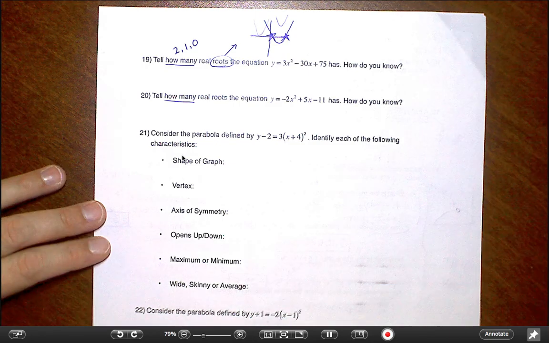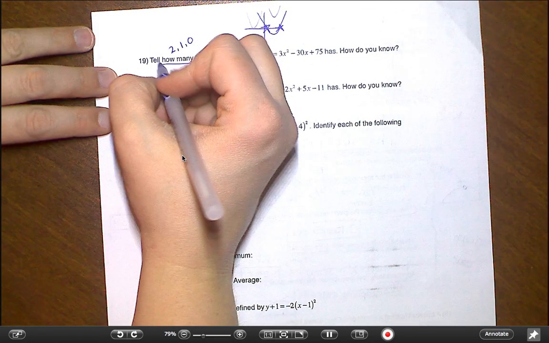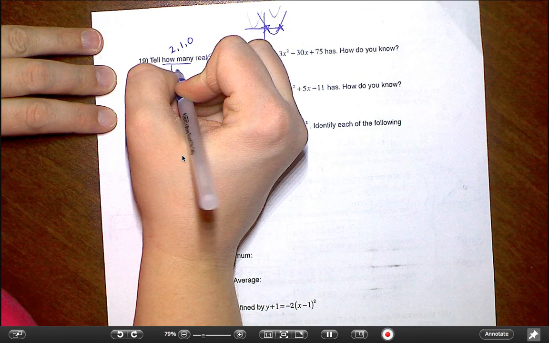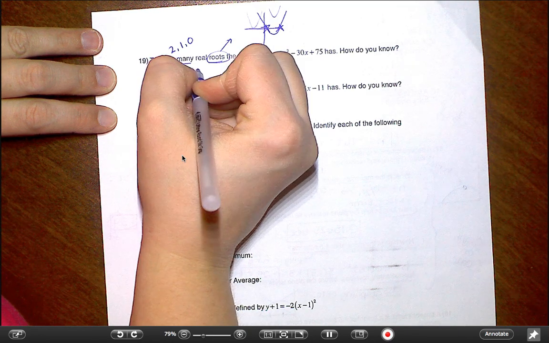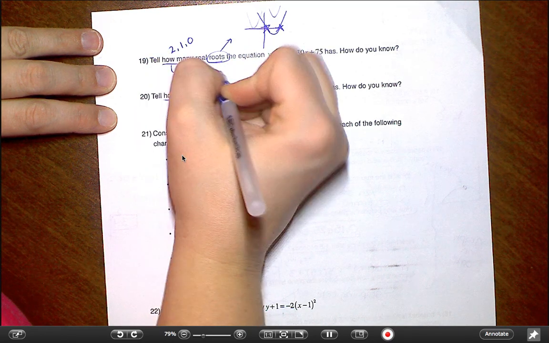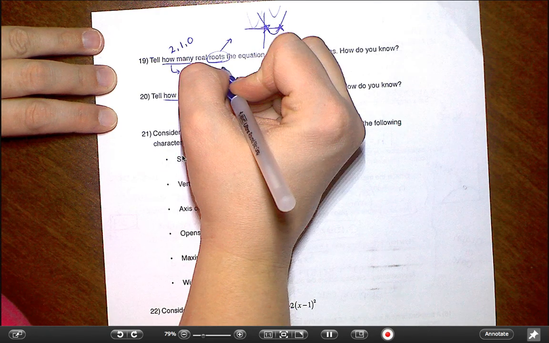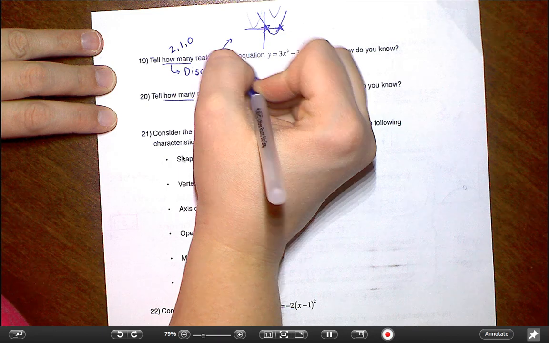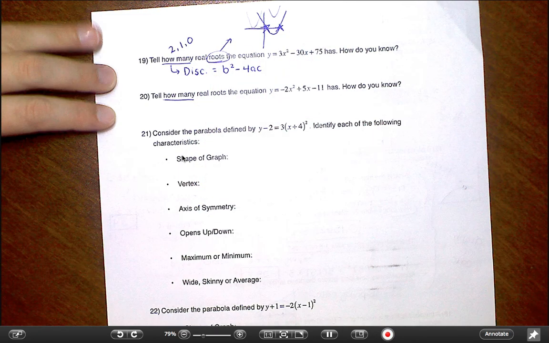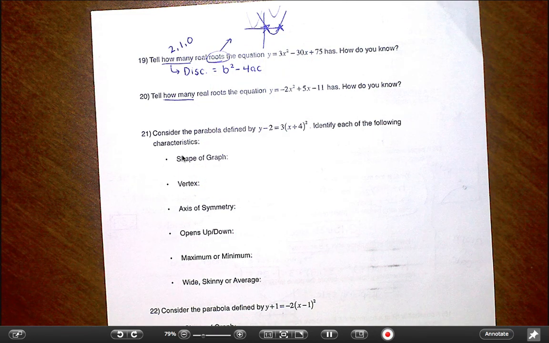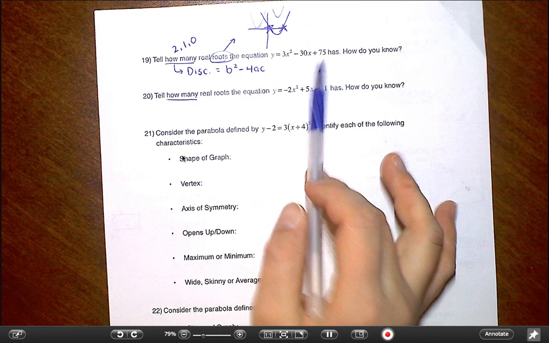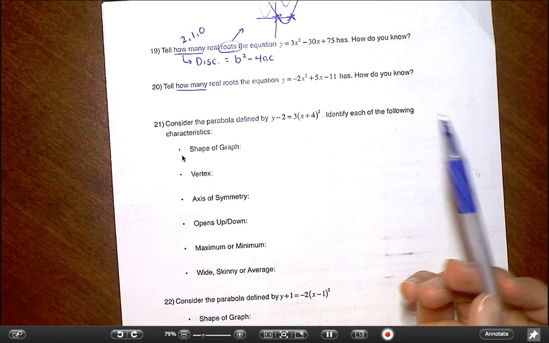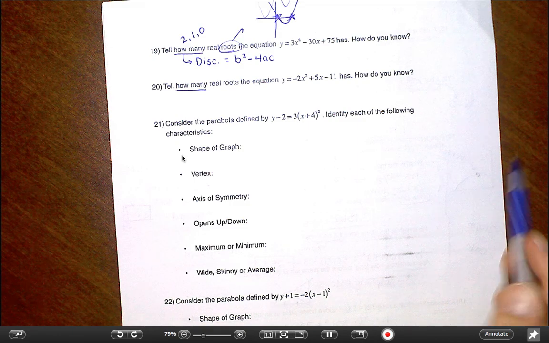And the way you tell, anytime the question is how many, you're using the discriminant, which is a piece of the quadratic formula. It's the b squared minus 4ac from the quadratic formula. Since this is already in standard form, which is really nice, I can just jump in and start.